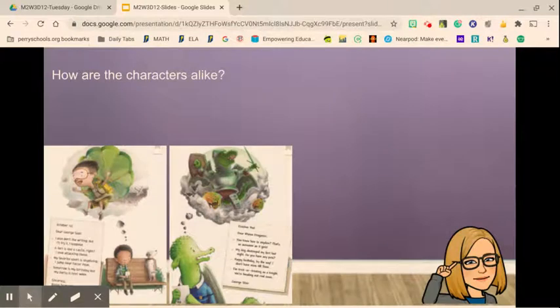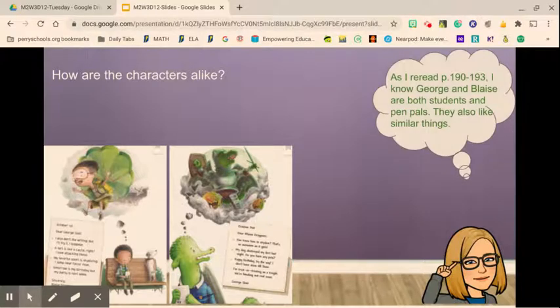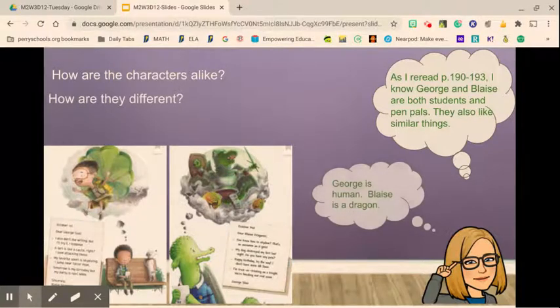So as I look at this page in our book, how are the characters alike? Well, we're talking about George and Blaze, and I know that they're alike because when I reread page 190 to 193, I know that George and Blaze are both students, and they are pen pals. They also like similar things. How are they different? Well, from reading, I know that George is human and Blaze is a dragon.